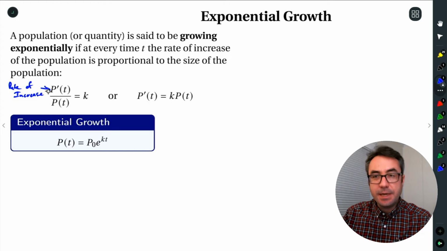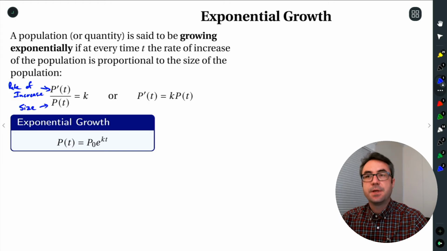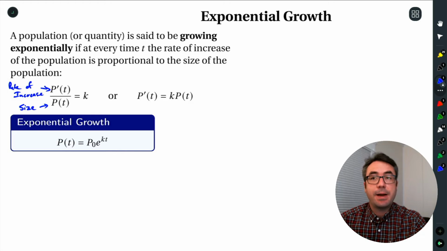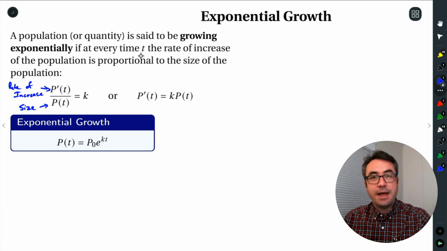And our function p represents the size of our population. So the derivative is a rate of change, so it's how much our population is growing. And then our function p just represents the size of our population. And so what this is saying is that something is growing exponentially if at every time t, the derivative, p prime of t, divided by p of t is equal to some constant k. And that's what it means to be proportional.